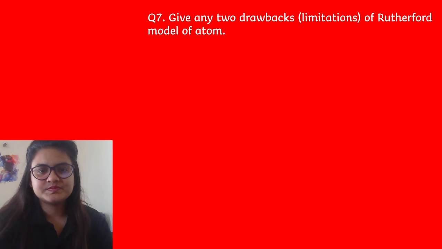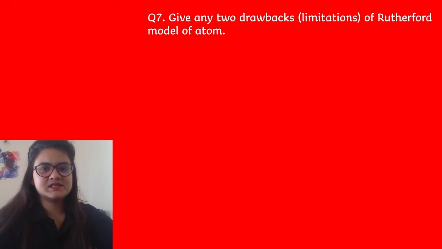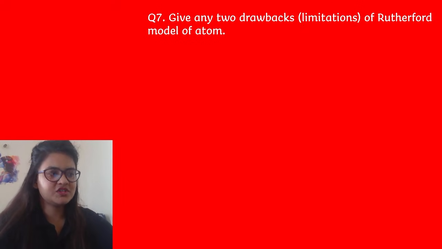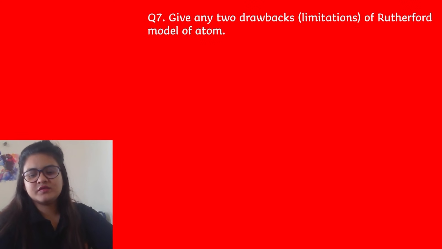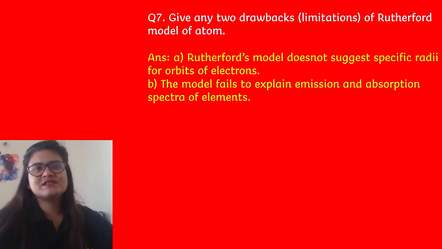Let's proceed. Here comes the question from the second chapter, that is atomic structure. Give the two drawbacks of the Rutherford atomic model. I don't have to tell you, we already know it. It doesn't suggest any specific radius, and emission and absorption spectra could not be explained using this.